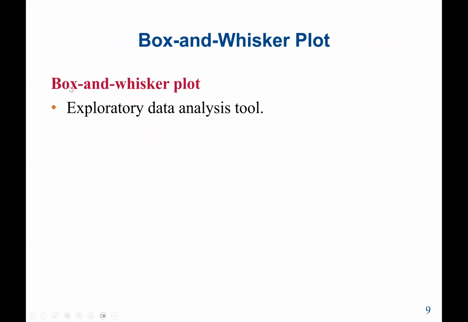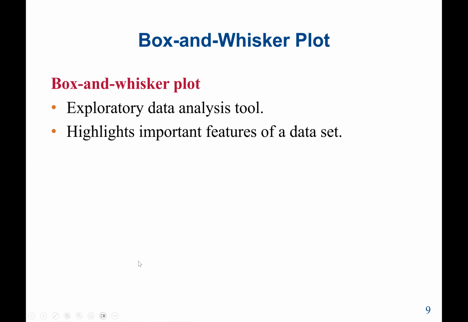Next, how do we plot the Box-and-Whisker plot? In order to plot the Box-and-Whisker plot, we need 5 values. We need the minimum value of the data set. We need the maximum value of the data set. Then we need the Q1, Q2, and Q3. So here we say it highlights important features of a data set.